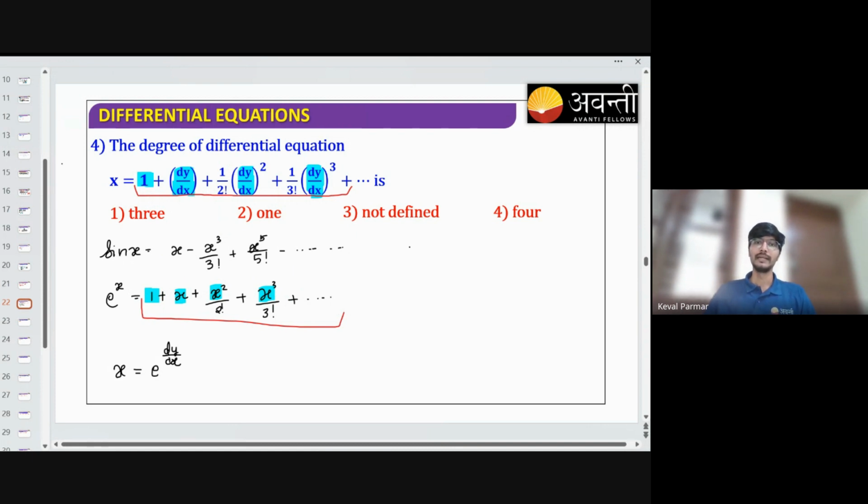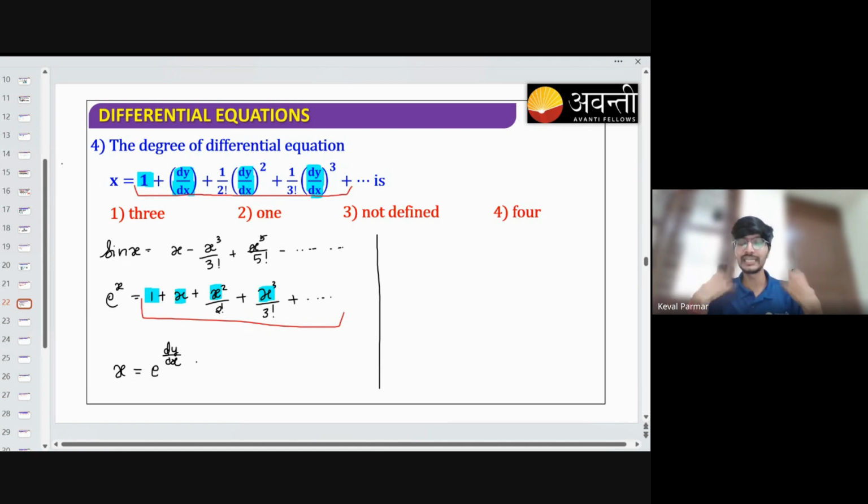Got it? Now, as very correctly said, option 3 with degree should be not defined, but your answer is wrong. Why? Because let me tell you, when I did the question the first time, I also made the same mistake. Degree is not defined. Very good. Degree is not defined. Why? Because the differential coefficient is in the exponential.